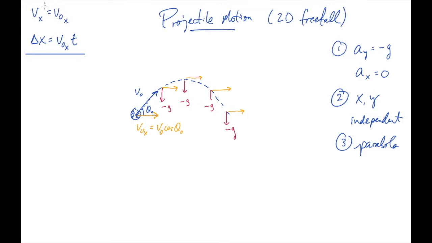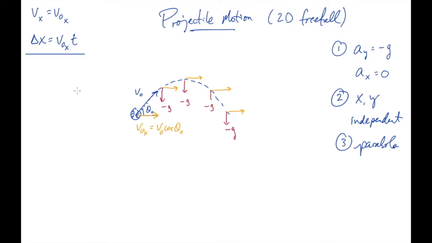This one reminds us that because there's no horizontal acceleration, the x component of velocity never changes. It always equals v naught cosine theta naught. And the second one tells us how far sideways the projectile has moved as time goes by.